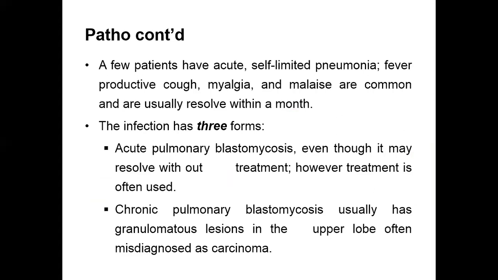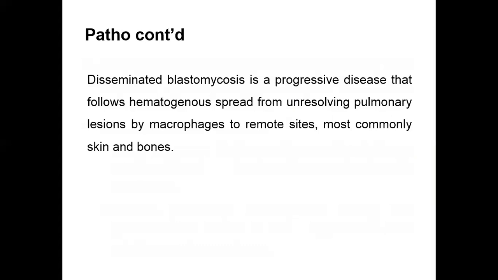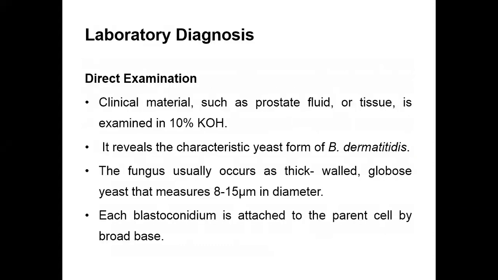One we call an acute pulmonary, the second one we call a chronic pulmonary, and the third one we called a disseminated blastomycosis. And then we described how this mycosis causes different types of disease, plus how we can diagnose it, what their culture characteristics are, and with that we came across what can be the probable laboratory diagnosis for it.